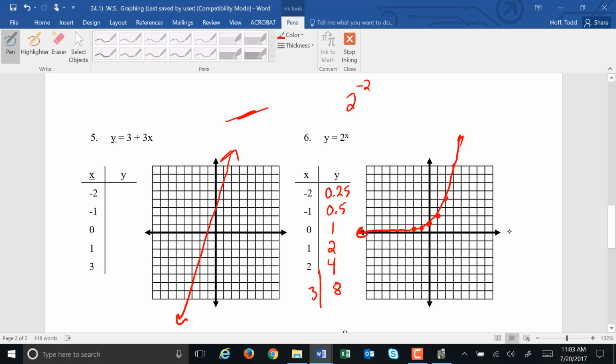This again is an asymptote here on the x-axis, because that line will get closer and closer to the x-axis, but it'll never reach 0. I can have 2 to the power of -100, and it's always going to be slightly larger than 0. So that's an asymptote. The graph will get closer and closer to that line, but it cannot touch it or cross it.